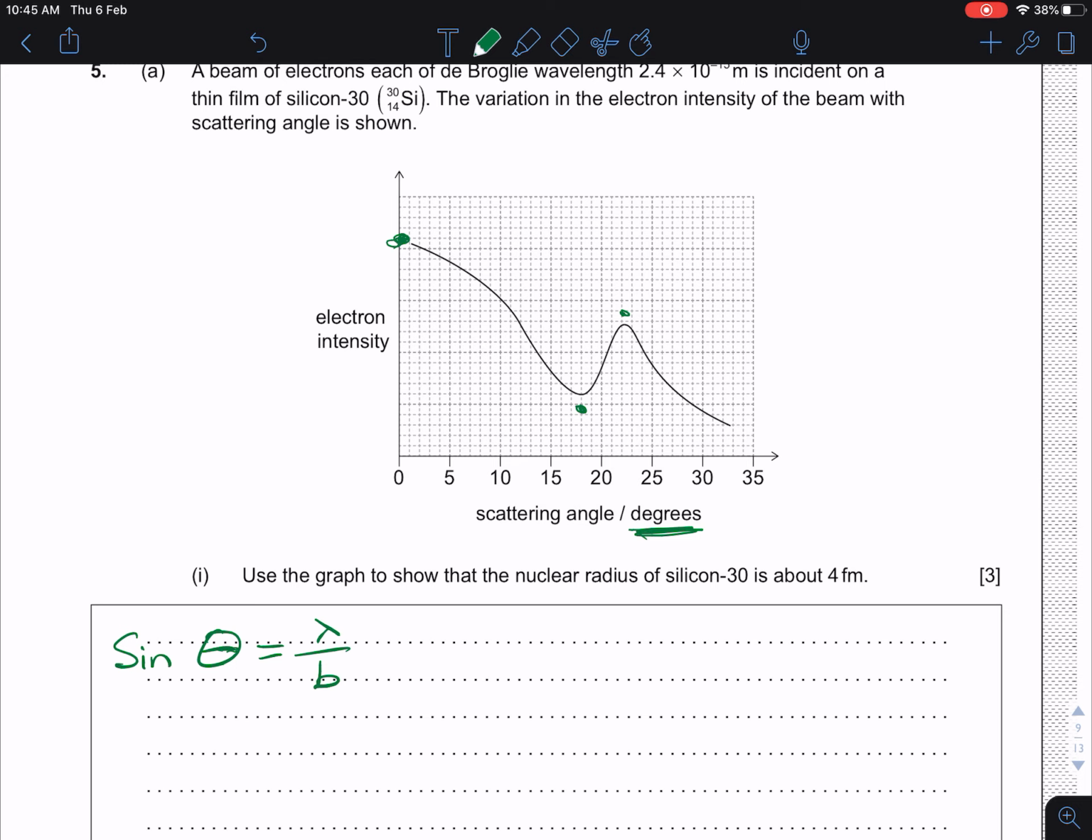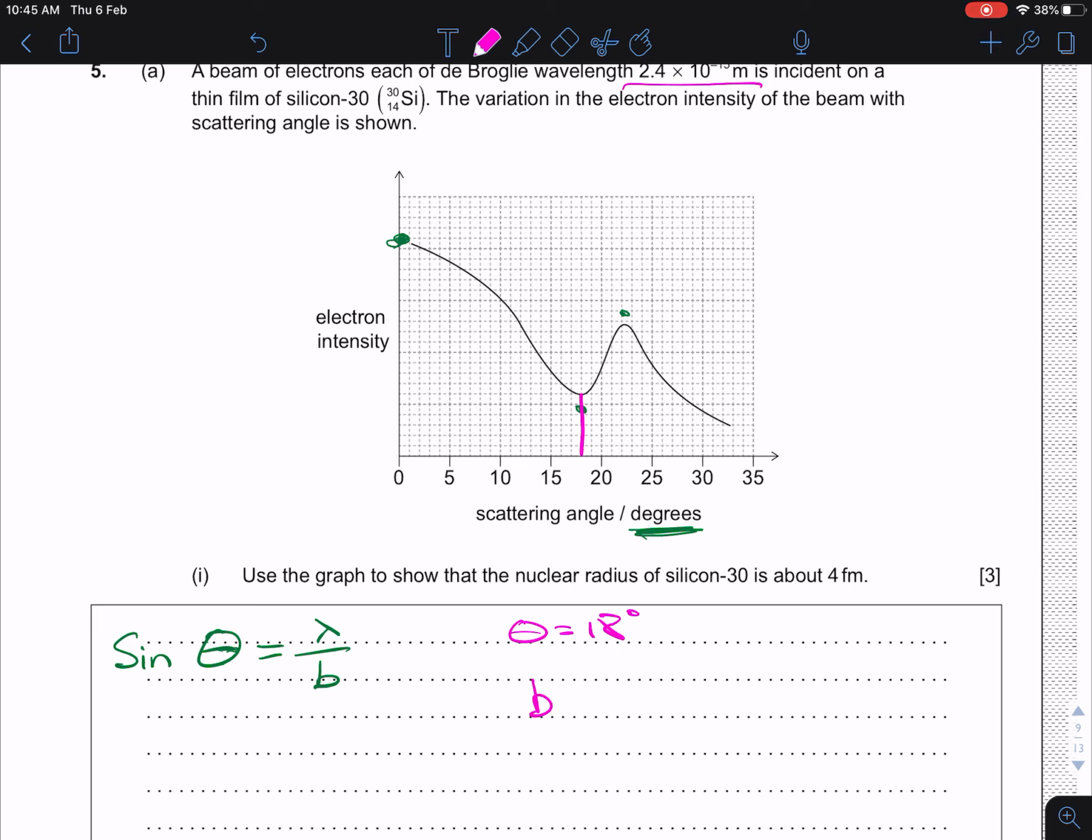We can then take, because it's a single slit formula, we know that single slit is the angle between the central maximum and the first minimum. So we can take that first minimum to be 18 degrees. And so theta is 18 degrees. Your wavelength is given to you up here.